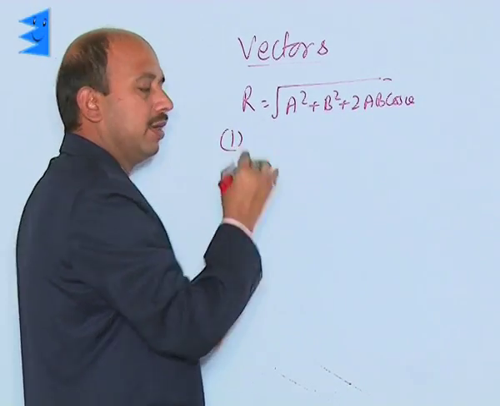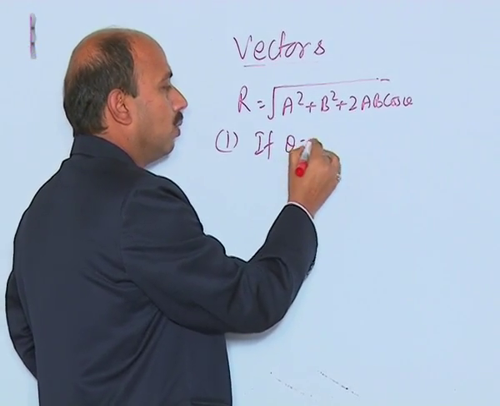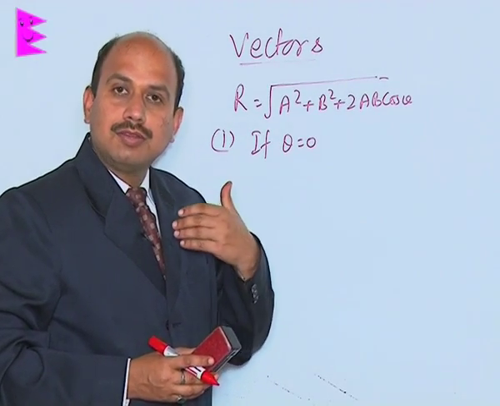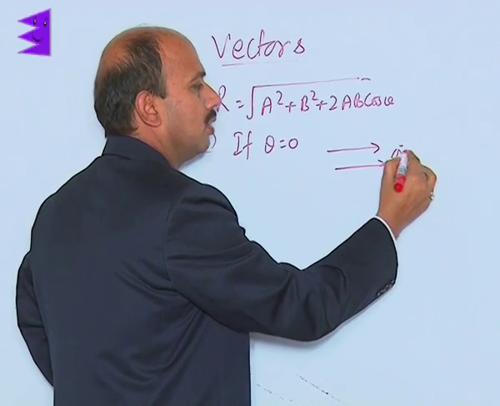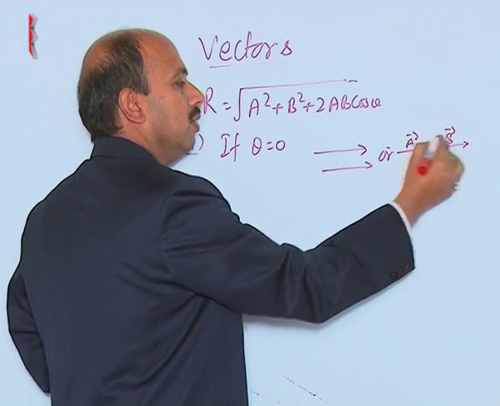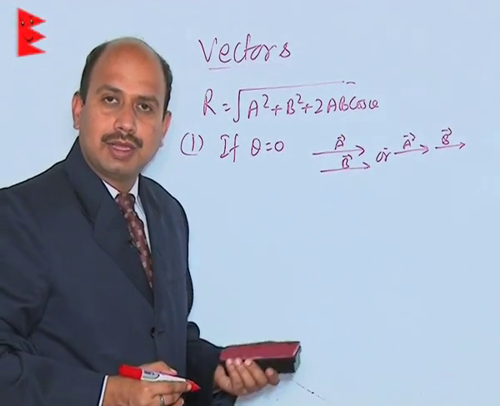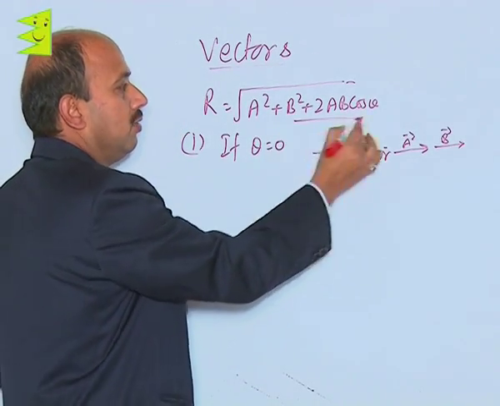First point I am taking: if theta is equal to 0, what does it mean? Two vectors acting in the same direction. Maybe they may be like this, or they may be in this way also, a and b. So, when the two vectors act in the same direction, the angle between them is 0. So, just look at this one.